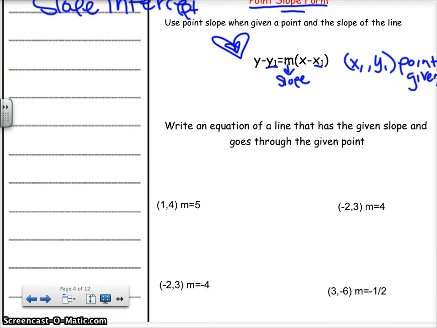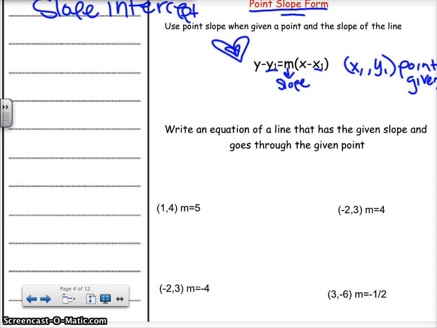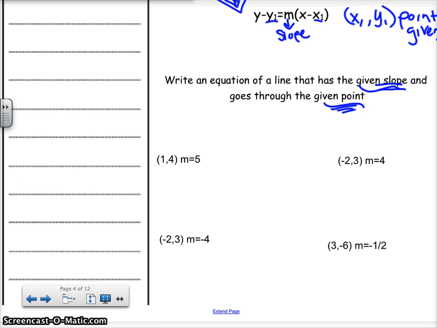And we're going to apply it. We're going to write an equation of a line that has the given slope and goes through the given point. So I know that I'm going to use point slope because I'm given a point, I'm given a slope. I don't have a y-intercept, so the only thing I can use is point slope. Now I know this formula by heart. y minus the y I'm given is equal to my slope times x minus the x I'm given. I'm just going to apply it.